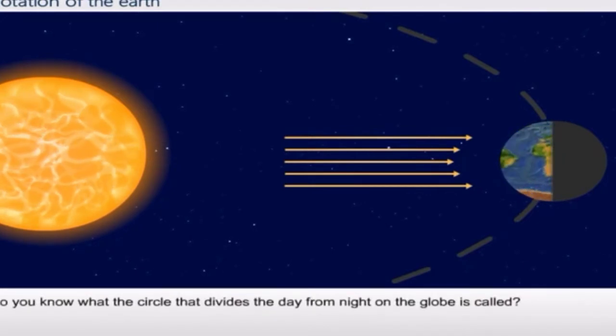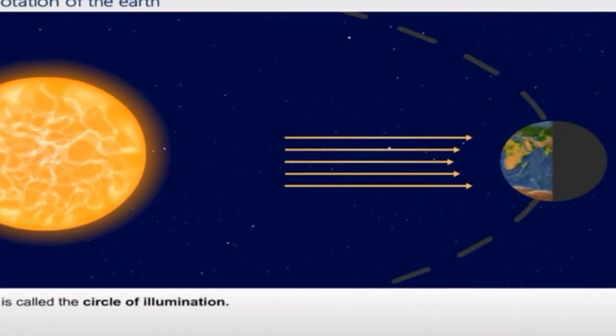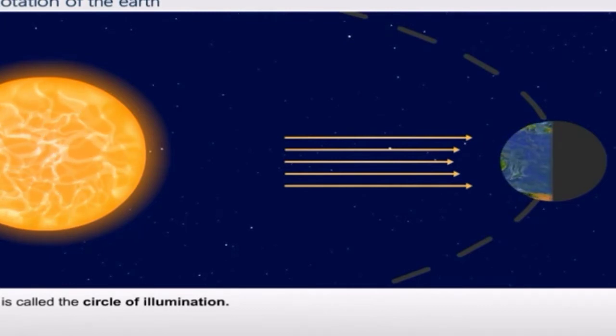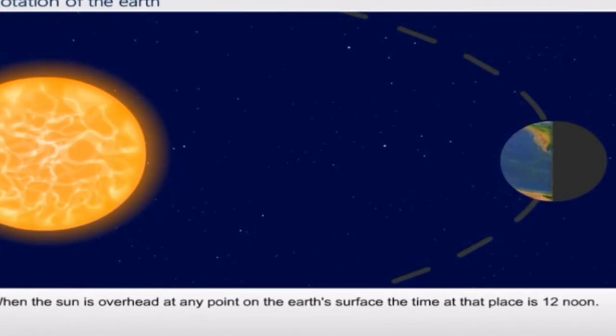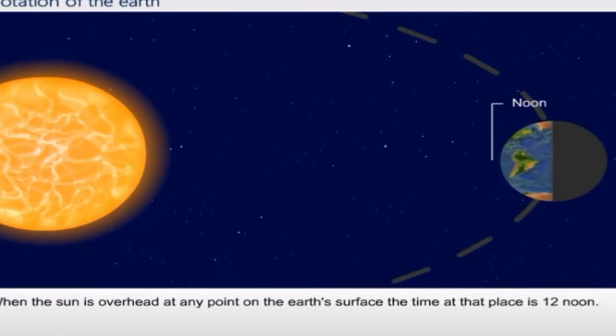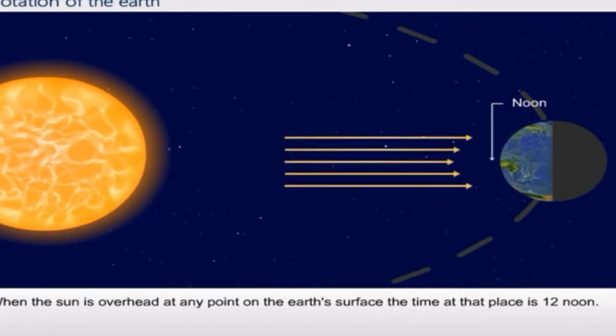Do you know, children, what is the circle that divides day and night on the globe daily? It is called the circle of illumination. And when the sun is overhead at any point on the earth's surface, the time at that place is exactly 12 noon. See, it is 12 o'clock, 12 noon.